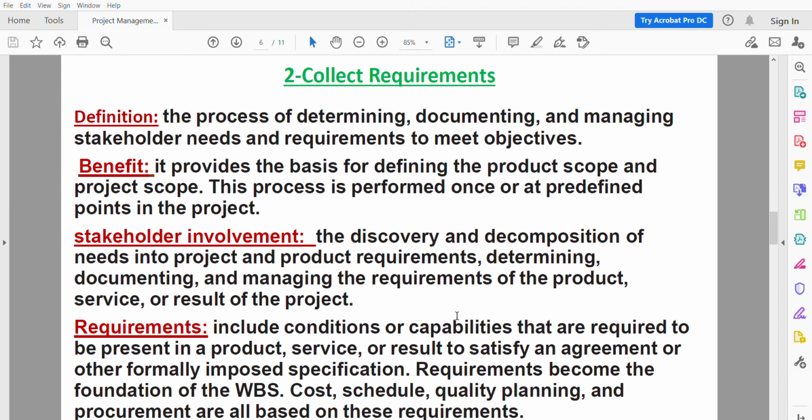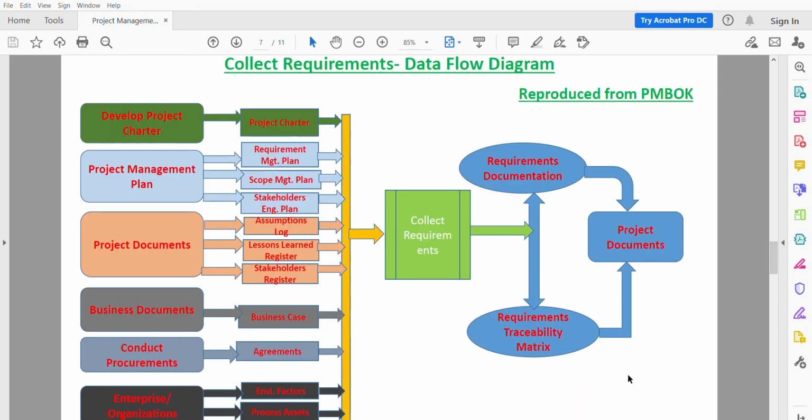Requirements become the foundation of the work program structure. Cost, schedule, quality planning, and procurement are all based on these requirements. So this is the data flow diagram of the collect requirements process. The inputs and tools and outputs of the process.